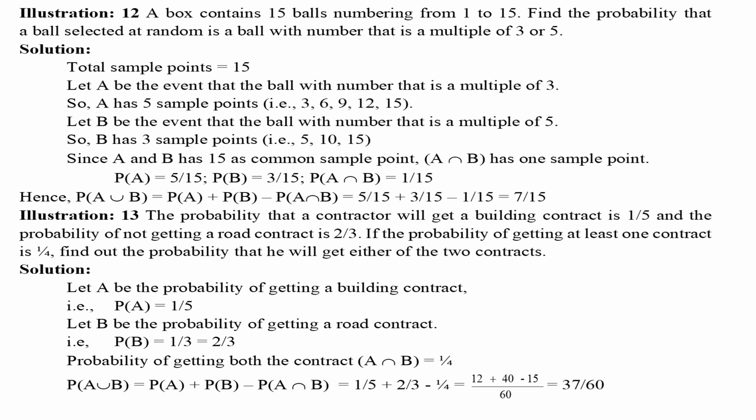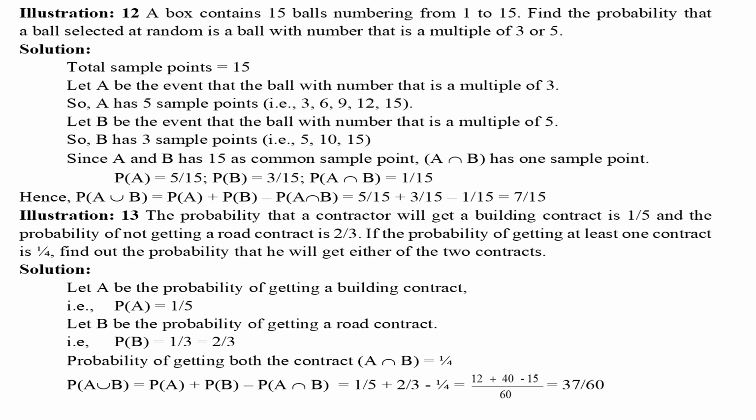Illustration 13. The probability that a contractor will get a building contract is 1/5 and the probability of not getting a road contract is 2/3. If the probability of getting at least one contract is 1/4, find out the probability that he will get either of the two contracts. Solution.